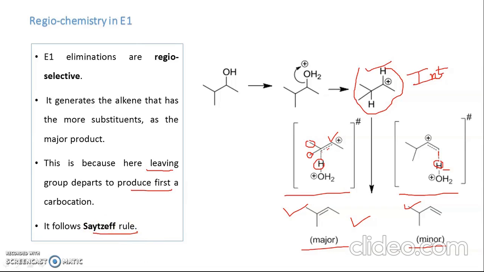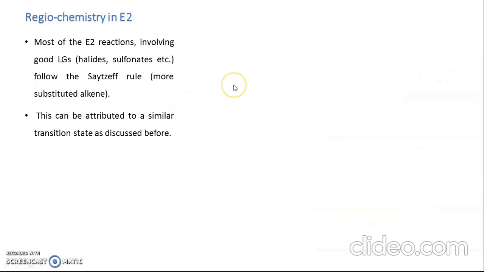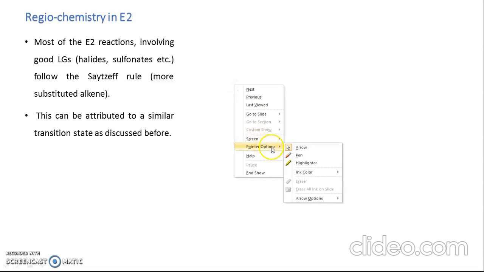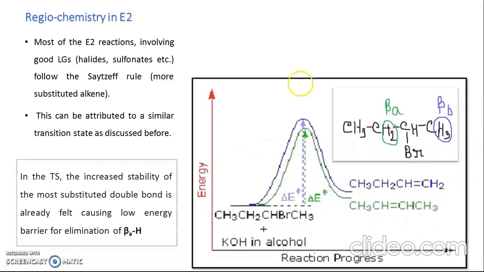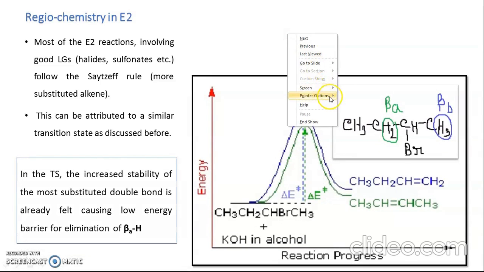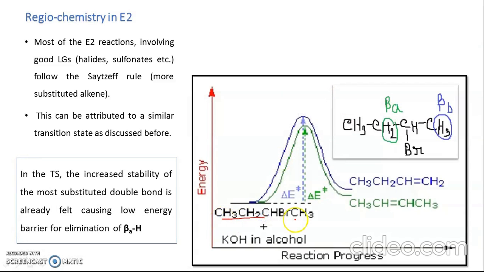Okay. Now what about regiochemistry in E2? Now in most of the E2 reactions where your leaving group is very good, that is halide, sulfonate, etc. types of leaving groups, the Saytzeff rule will be followed. And the reason is just the same as before, when the leaving groups are very good. This can be attributed to a similar transition state, the same type of logic we can apply. So here we will see an example. Our molecule is CH3CH2CHBrCH3.